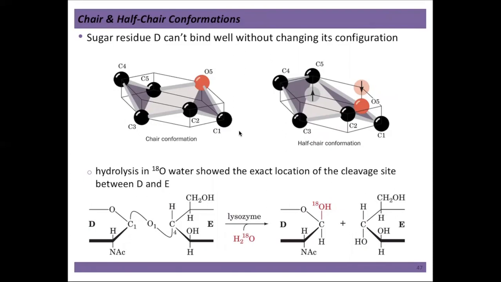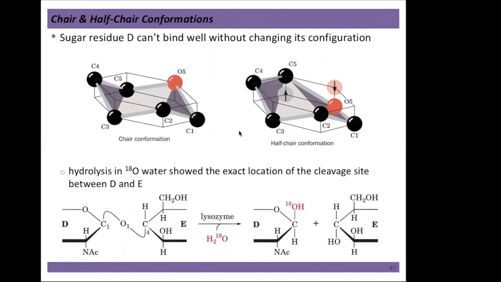And we know where it cleaves because you can do this reaction in labeled water. It's labeled with oxygen 18, and you can see that the water attaches to what they refer to as the D saccharide, and cleaves between position D and E. So it lets us know the exact position of that cleavage.